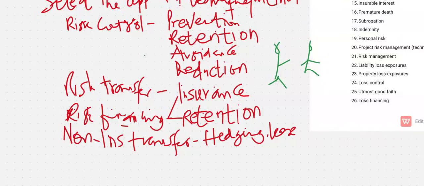That is insurance. Insurance is you are transferring your loss to another entity which has the financial capacity to cater for the loss in the event they occur, and to indemnify you. At the same time, it is also a risk financing because it involves money. Retention is also risk financing because it involves money.